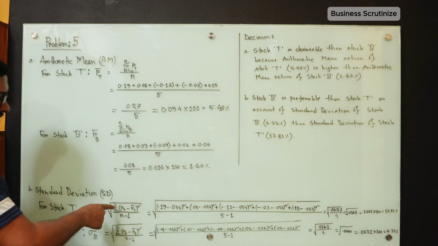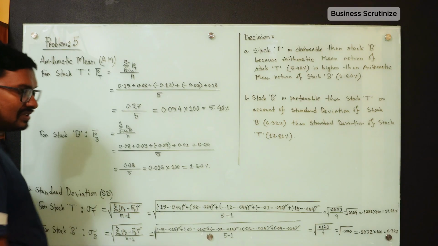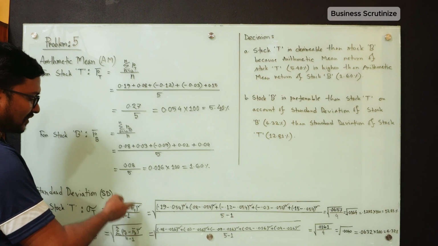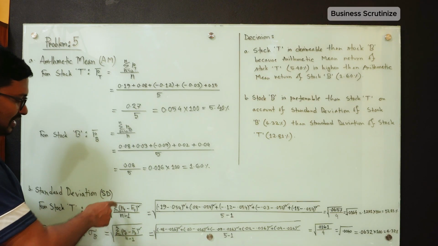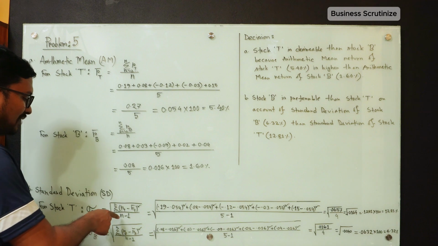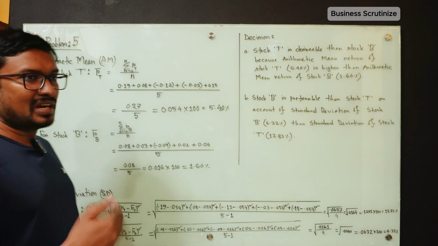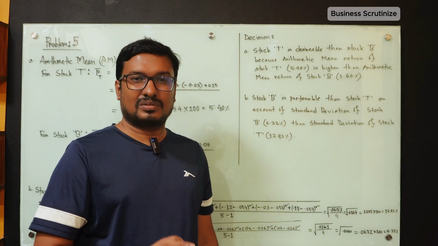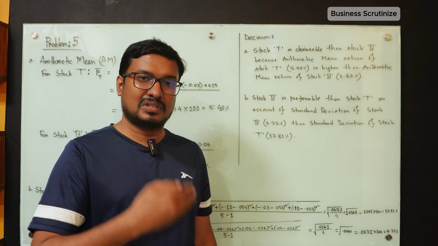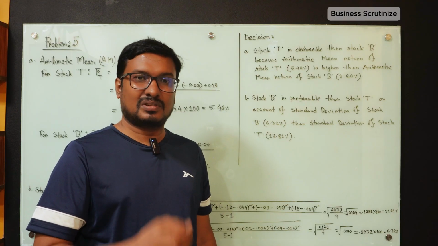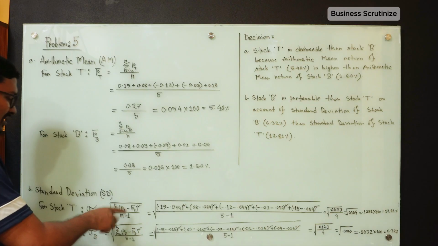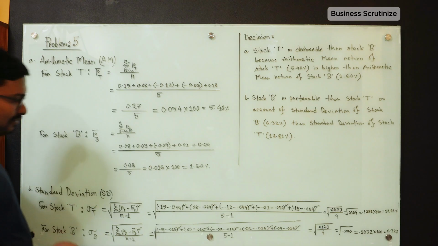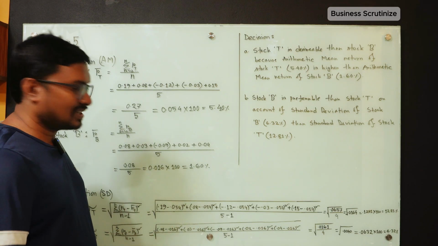square root of the sum of RT, the individual year's return, minus R bar T, the mean return of the particular stock T, whole square, divided by n minus 1. Here we subtract 1 because we have considered this data as sample data. If we have sample data, then we subtract 1 from the number of observations or number of years. So n minus 1 is the formula we follow in this requirement. Now we input the data given in the problem.